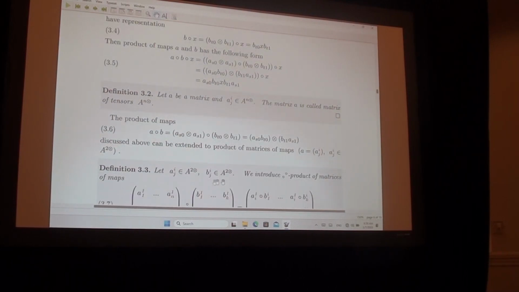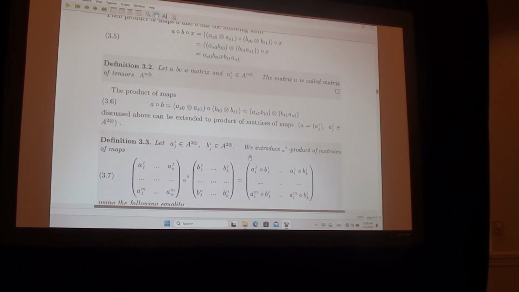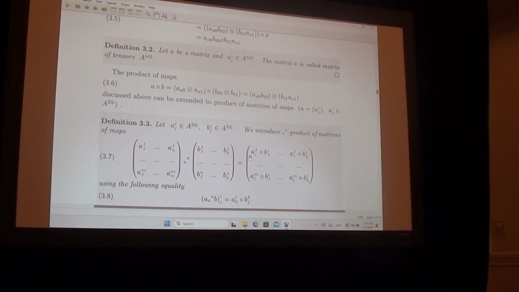You see that we have put this map instead of tensor product, then argument is that tensor product also. The product of maps linear 6, which we are considering right now, can be extended to the product of matrices of maps, because we can represent linear map by the tensor of rank 2. Let Aij be the tensor over algebra A. We introduce RC product of matrices of maps linear 7, using the equality linear 8.